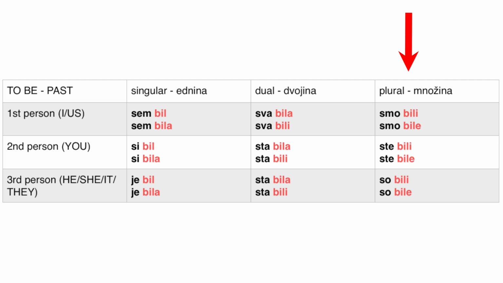When it comes to plural, the add-on is either bili for a male or mixed bunch of people, or bile for females. So the form of the verb to be in the first person plural would be smo bili or smo bile. Second person plural, ste bili, ste bile. And then third person plural, so bili or so bile.